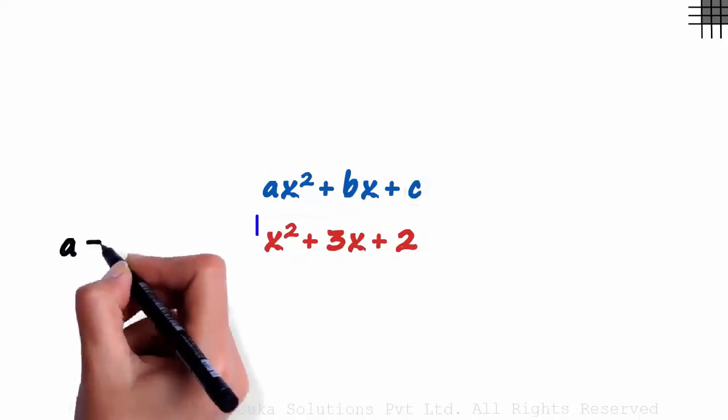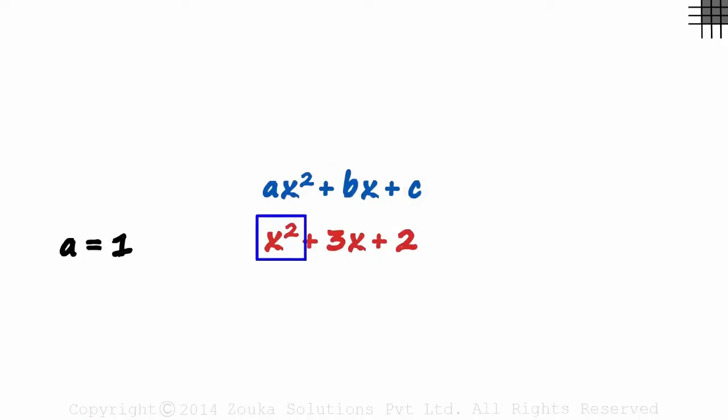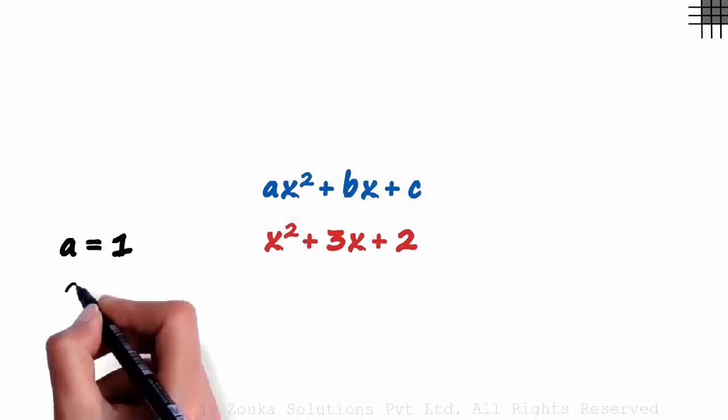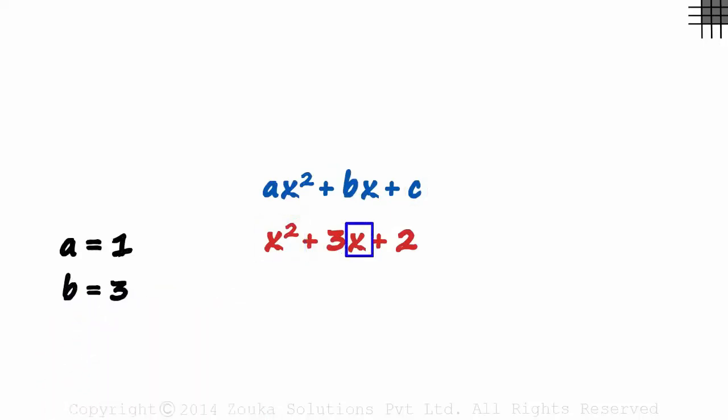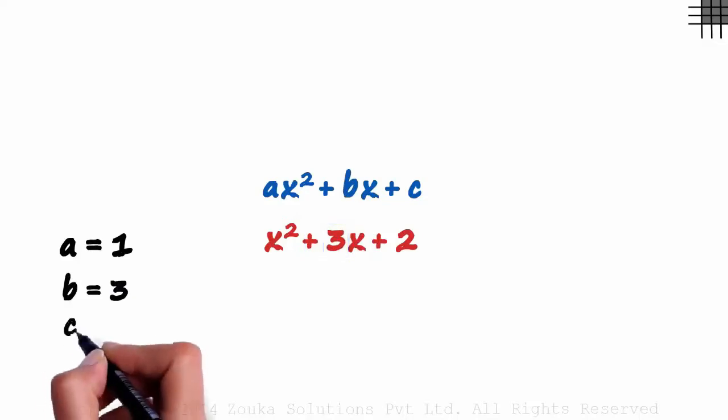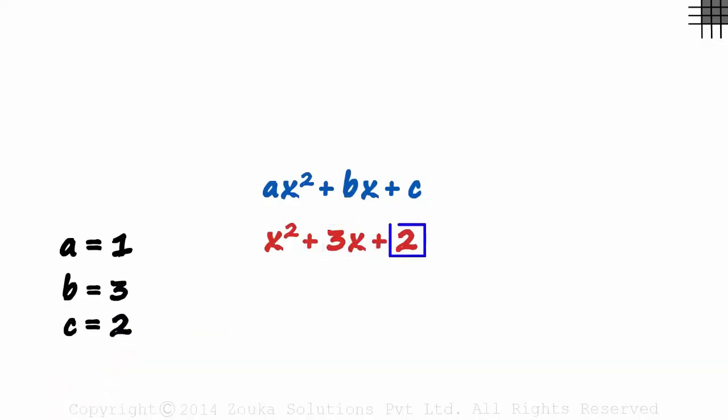A is the coefficient of x squared, it's 1. B is the coefficient of x and it equals 3. And c is the constant which equals 2. This is the basic form of a quadratic polynomial where a, b and c could take different numerical values. Look at the expression we are given. We cannot factorize it using any identity as the last term is not in squared form.